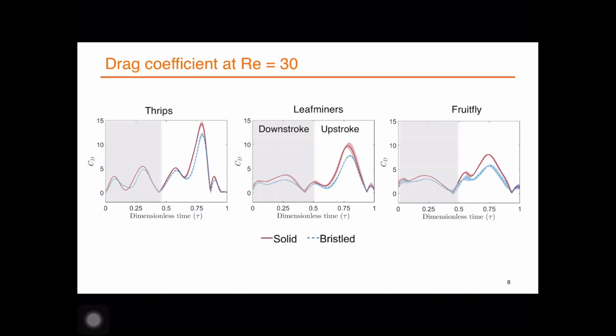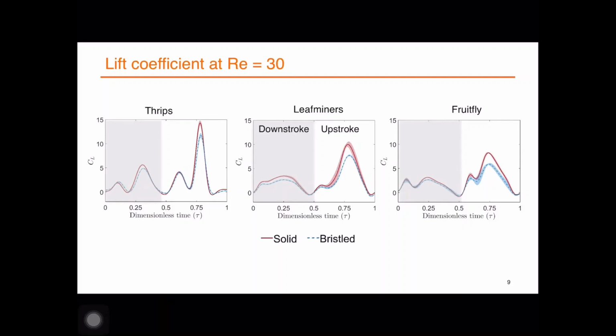For each wing kinematics, we observed a larger drag coefficient for the solid wing compared to the bristle wing model, and drag coefficient was found to peak during the upstroke. Interestingly, we observed a significantly larger drag coefficient for thrips kinematics compared to Fruitfly kinematics at Reynolds number 30. We also observed similar trends for other Reynolds numbers.